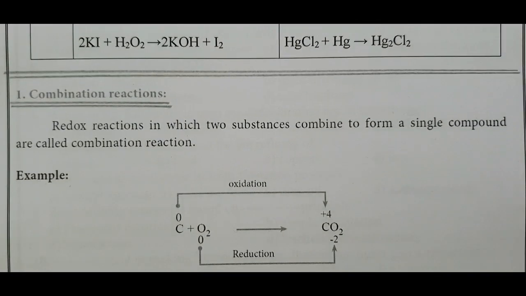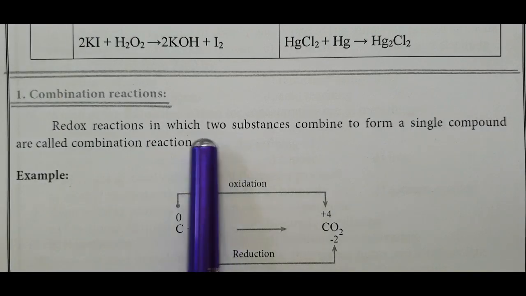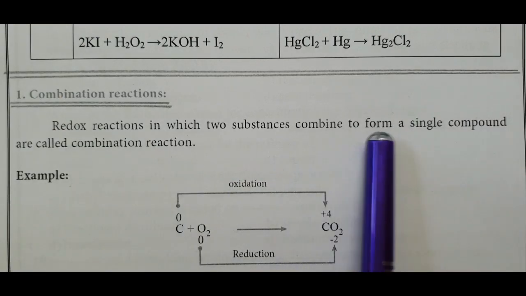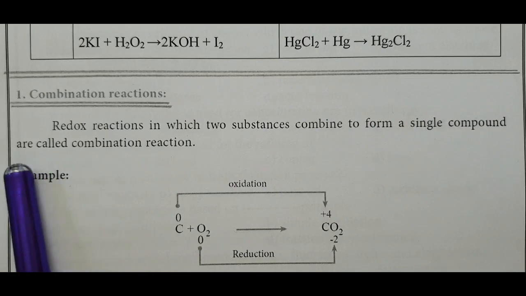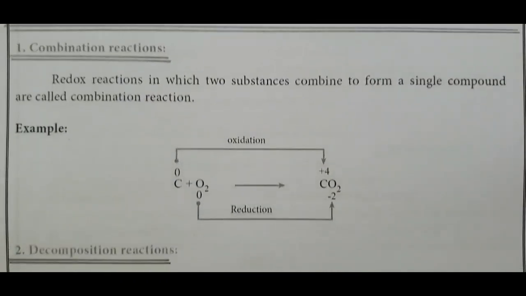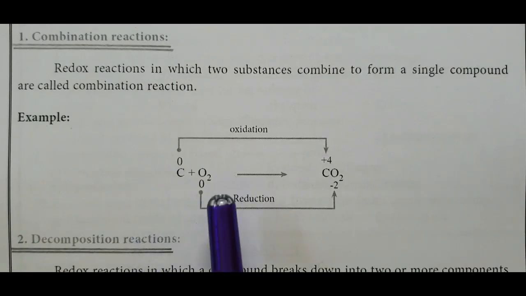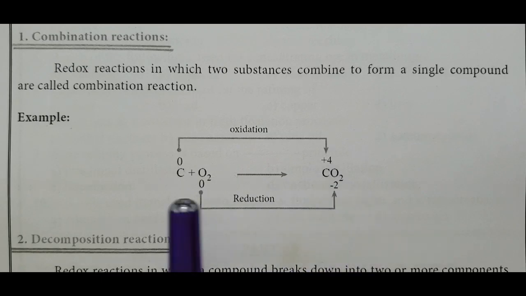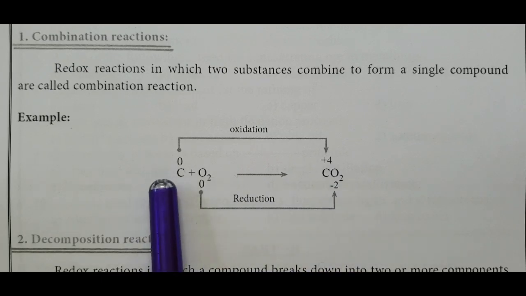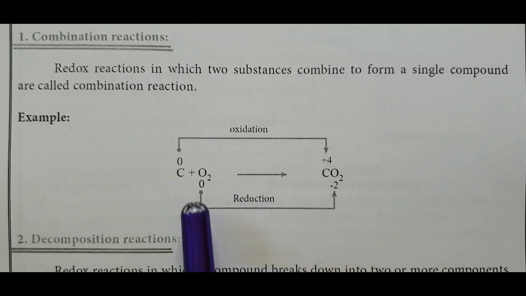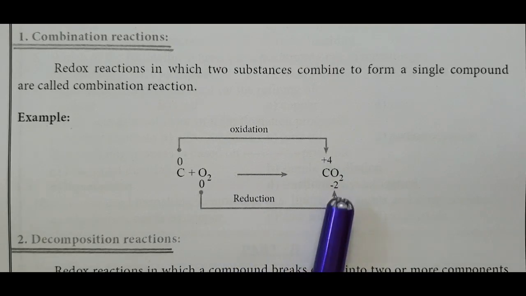One is combination reaction. Redox reactions in which two substances combine to form a single compound are called combination reactions. For example, carbon combined with oxygen gives carbon dioxide. Carbon's oxidation state increases from 0 to +4, which is oxidation. Oxygen's oxidation number decreases from 0 to -2. It is called reduction.